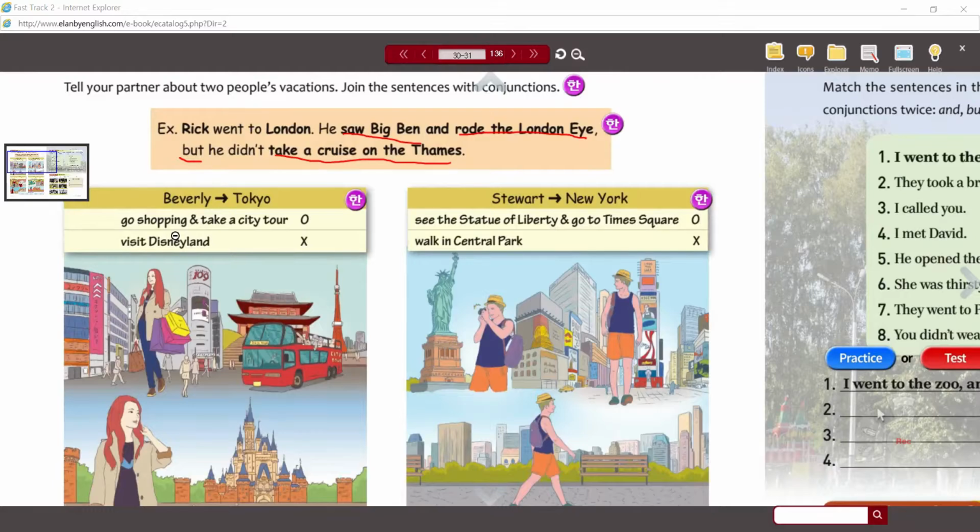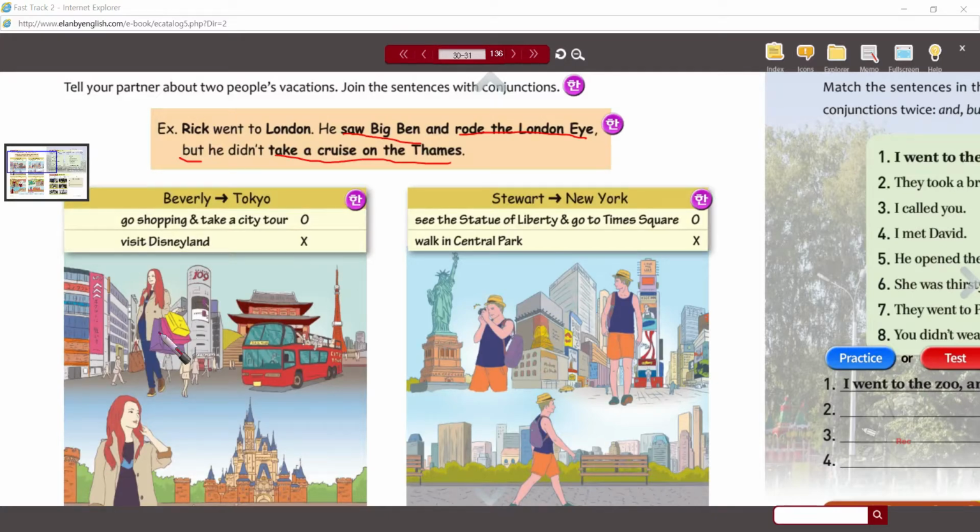Okay, so let's start with Beverly. Okay, obviously by the arrow, she went to Tokyo. Okay, we have 2 things that she did. You know that because of the circle. But 1 thing that she did not do, we know from the X. Okay? So using this prompt as a guide, we can talk about Beverly. So Beverly went to Tokyo. She went shopping and took a city tour, but she didn't visit Disneyland. Okay.